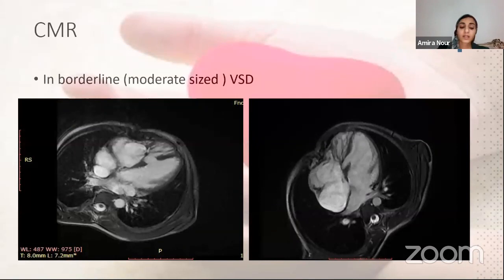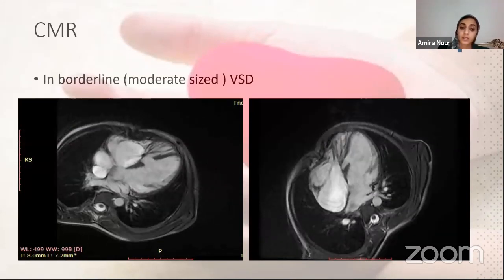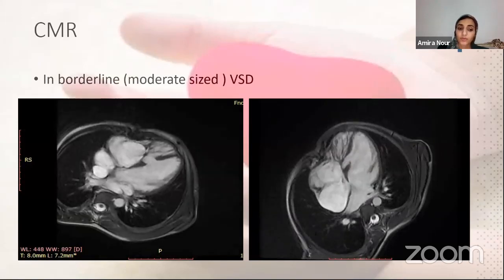My question here is, does the CMR or cardiac MRI have a role in VSD? I would like to hear this answer from you, Dr. Soha. Okay. Thank you, Amira.